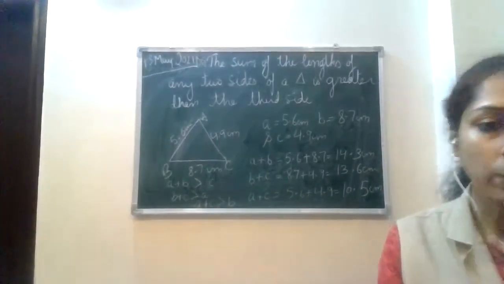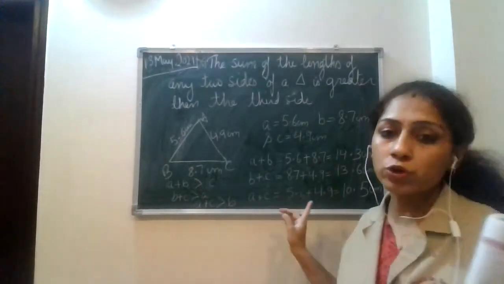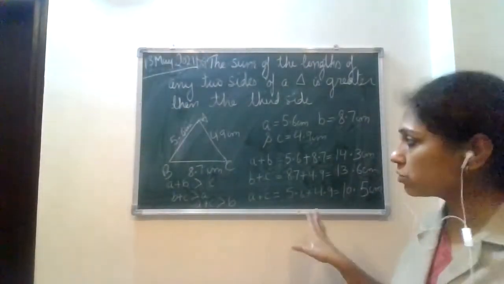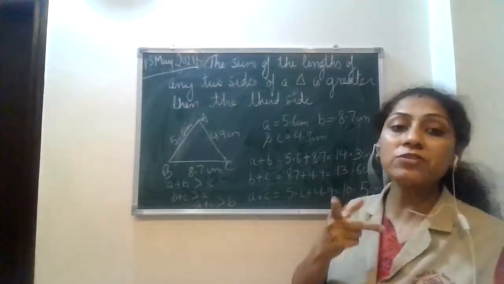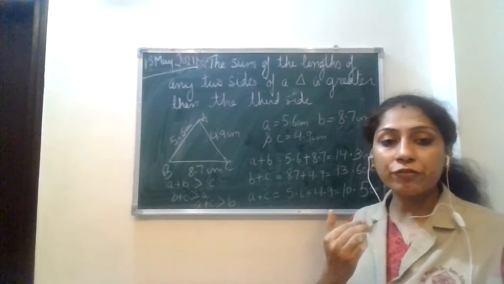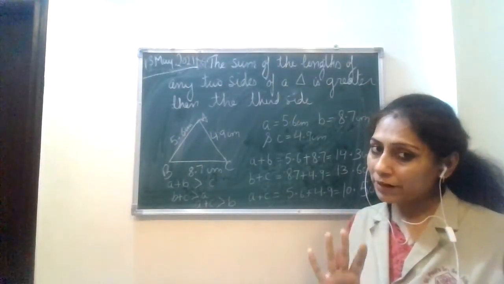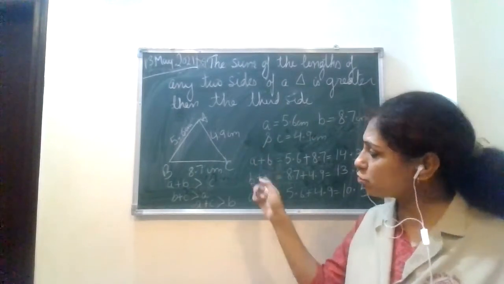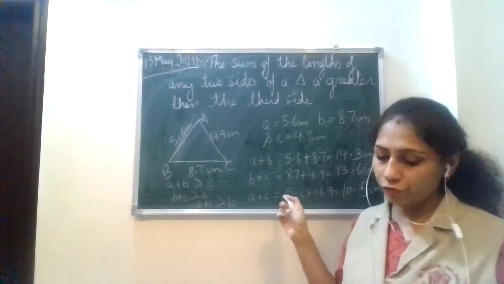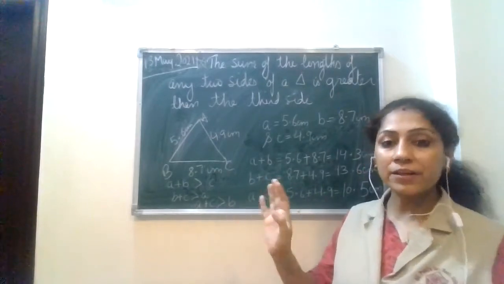One important point here I want to mention, which is not clear in many of the books: the difference of two sides. We talked about the addition of two sides. If we subtract, the value will be smaller. That should be less than the third side. You can take any two sides, and I will prove it on this. The difference of any two sides should be less than the third side.